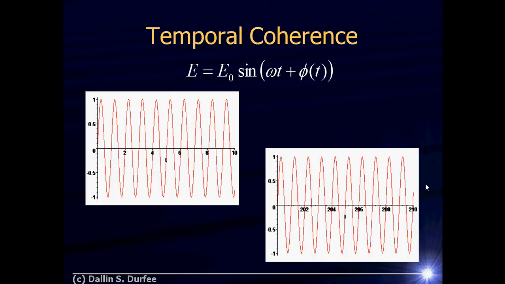Okay, so now just quickly, let's talk a little bit more about coherence. In the previous video, I mentioned that without coherence, it's hard to see interference. But it turns out there's two different types of coherence. There's what we call temporal coherence.